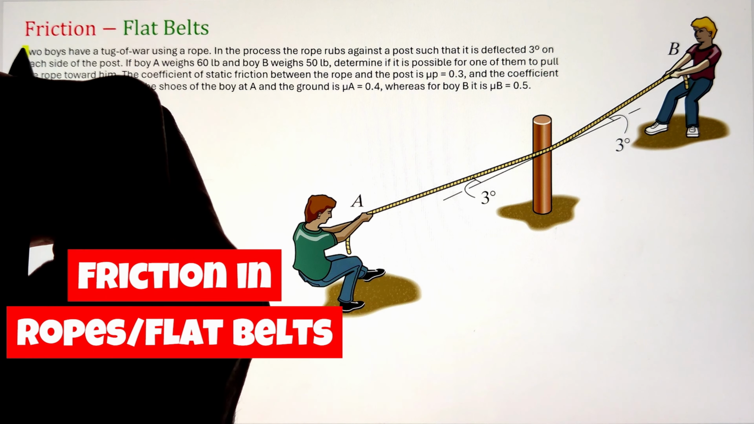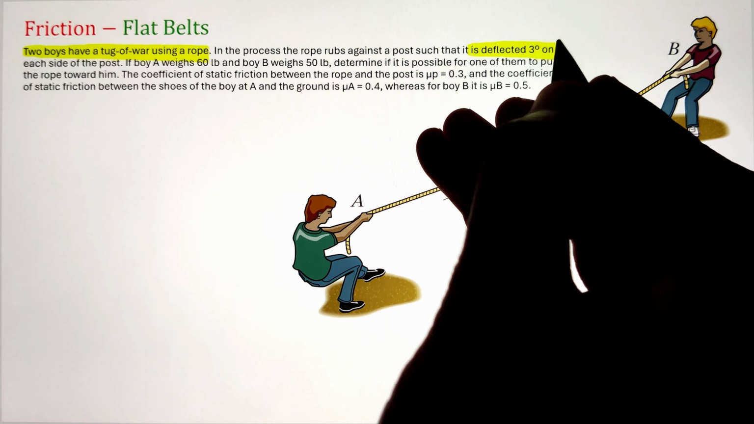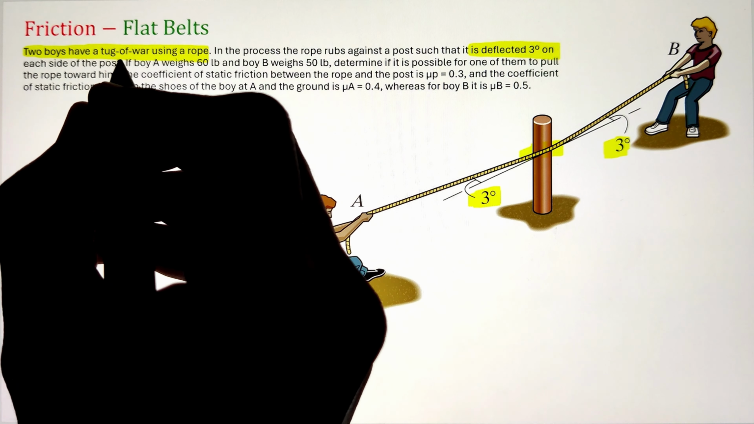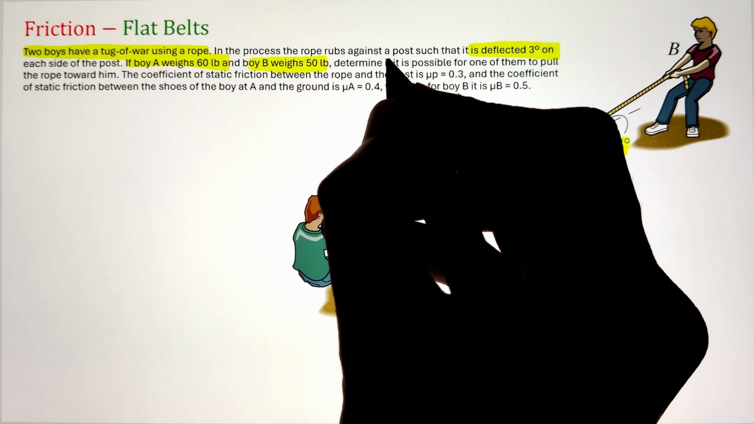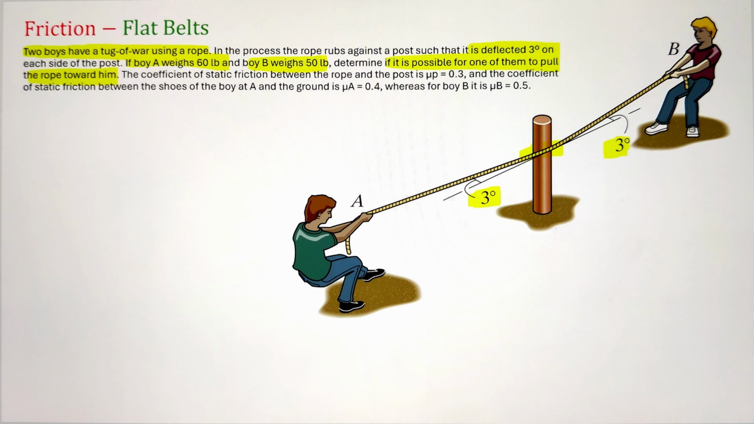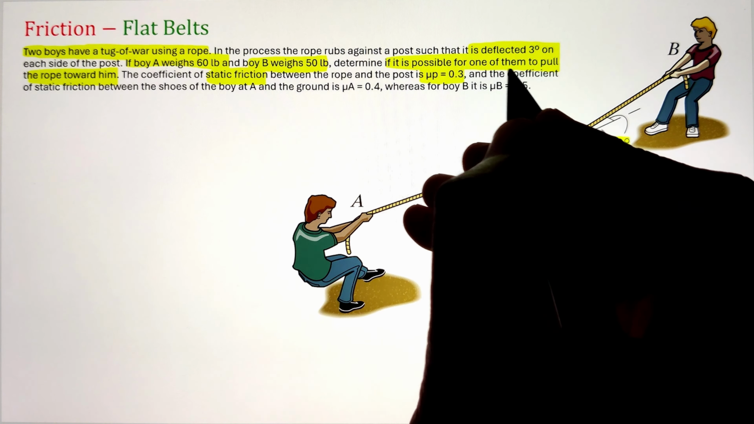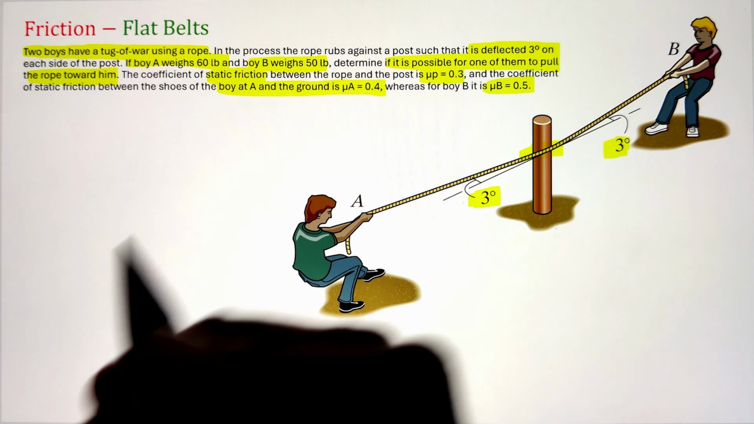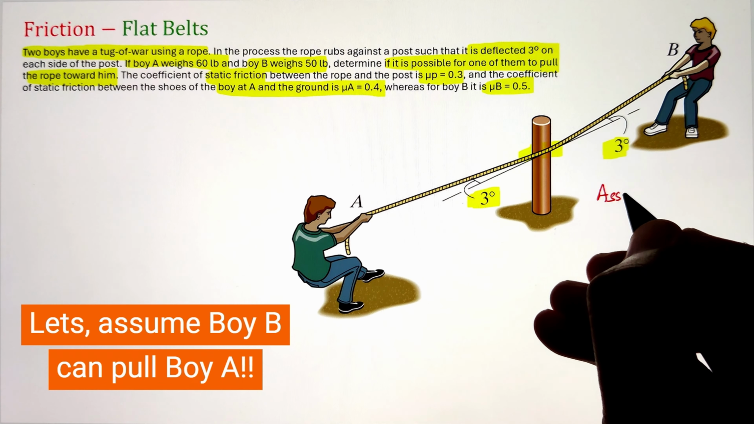If two boys have a tug of war using a rope, and in this process the rope rubs against a post such that it is deflected 3 degrees on each side of the post, and if boy A weighs 60 pounds whereas boy B weighs 50 pounds, to determine if it is possible for one of them to pull the rope towards him, we are provided with the coefficient of static friction between the rope and the post, whereas the coefficient of static friction between the shoes of the boys and the ground is also given to us.